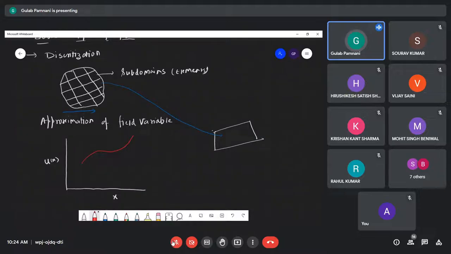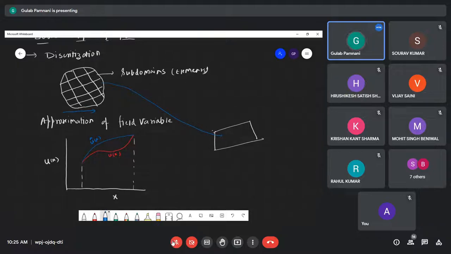Now the red line I have drawn may be the actual variation of u with x. It is possible that this is the actual variation of u with x, but we need not know the actual variation, so we are approximating that variation as, let's say, some kind of this nature. Red one shows the actual variation, and this is my approximation. So I'll put a cap here, u cap of x. So this is my approximation of the field variable.